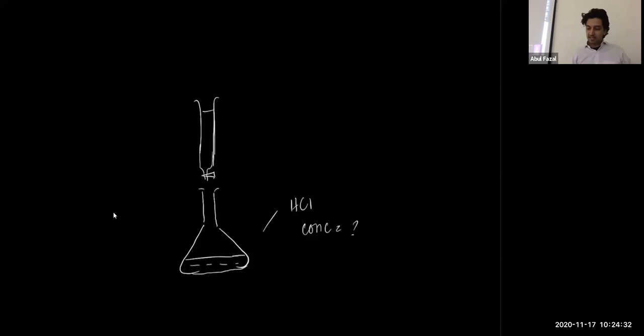You fill it up to 0. So it has a capacity of 50 centimeter cube. And you fill it up with this special liquid called NaOH at a known concentration. Let's say this is exactly at 0.1 moles per decimeter cube.